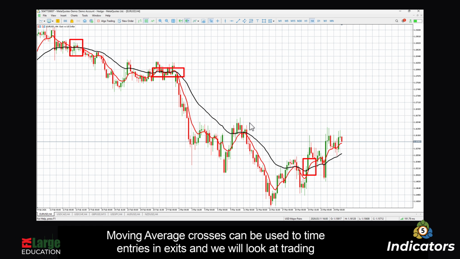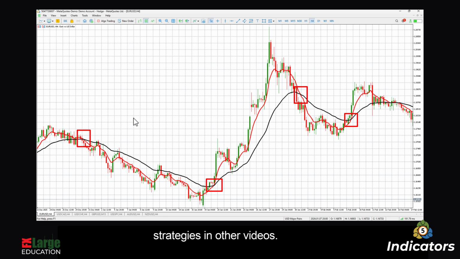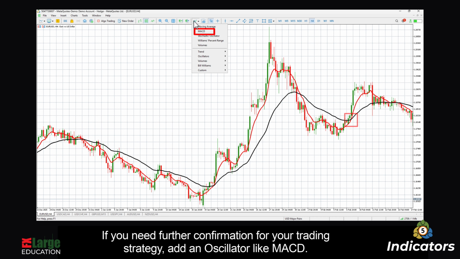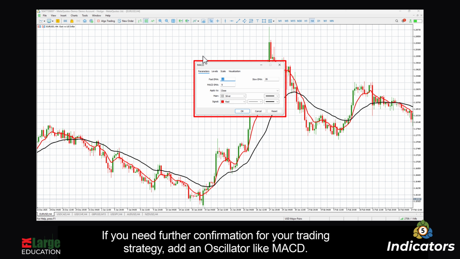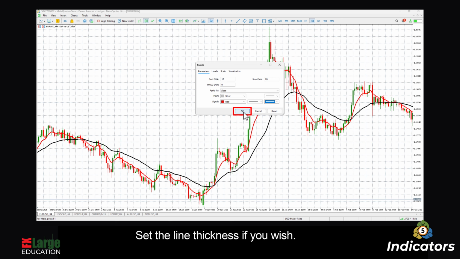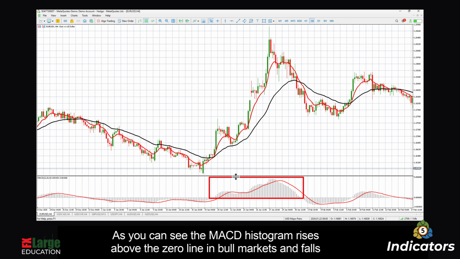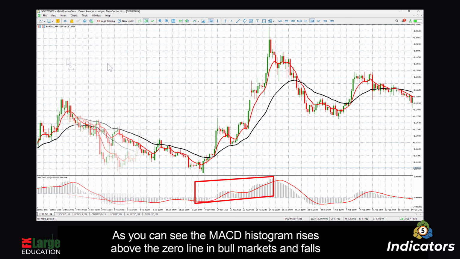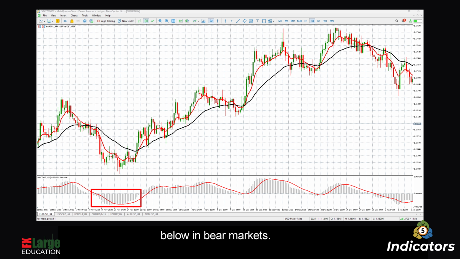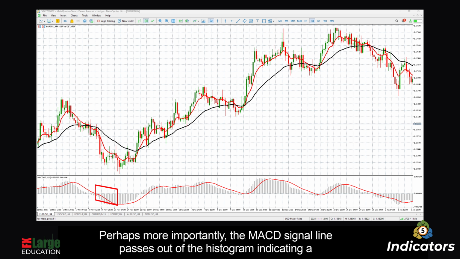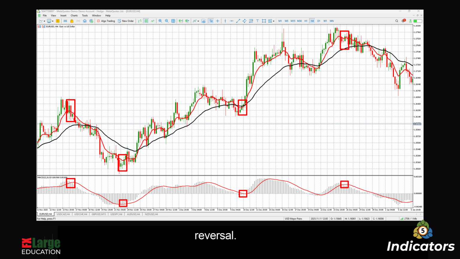Moving average crosses can be used to time entries and exits, and we will look at trading strategies in other videos. If you need further confirmation for your trading strategy, add an oscillator like MACD. Set the line thickness if you wish. As you can see, the MACD histogram rises above the zero line in bull markets and falls below in bear markets. Perhaps more importantly, the MACD signal line passes out of the histogram, indicating a reversal.